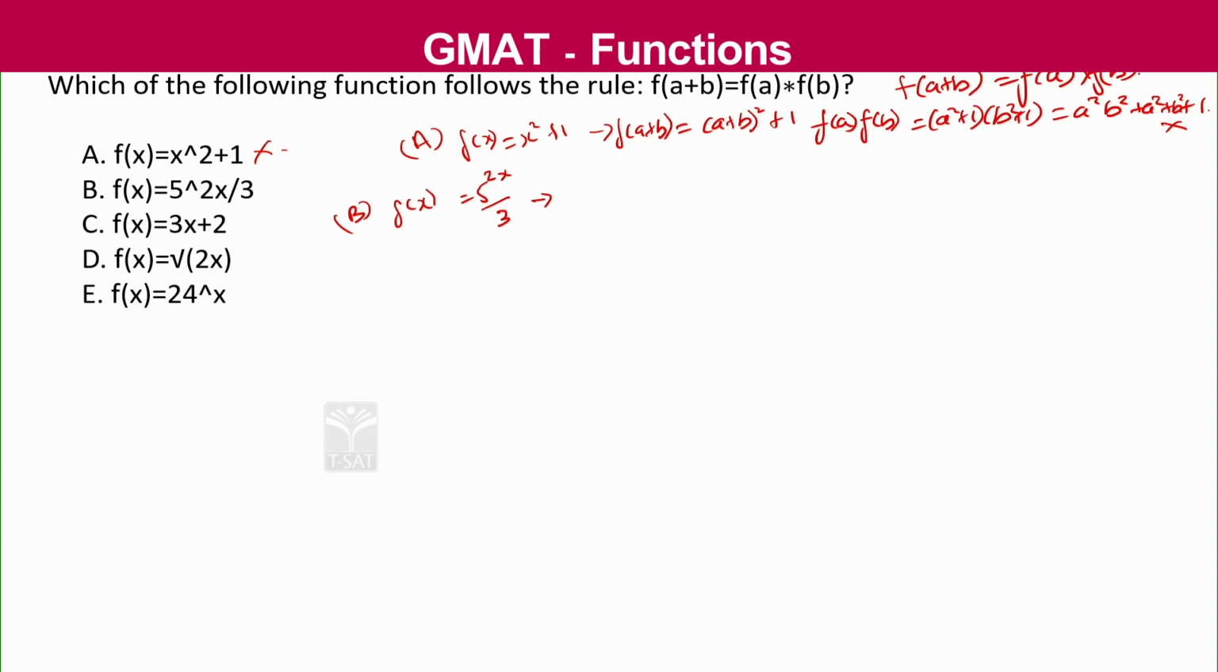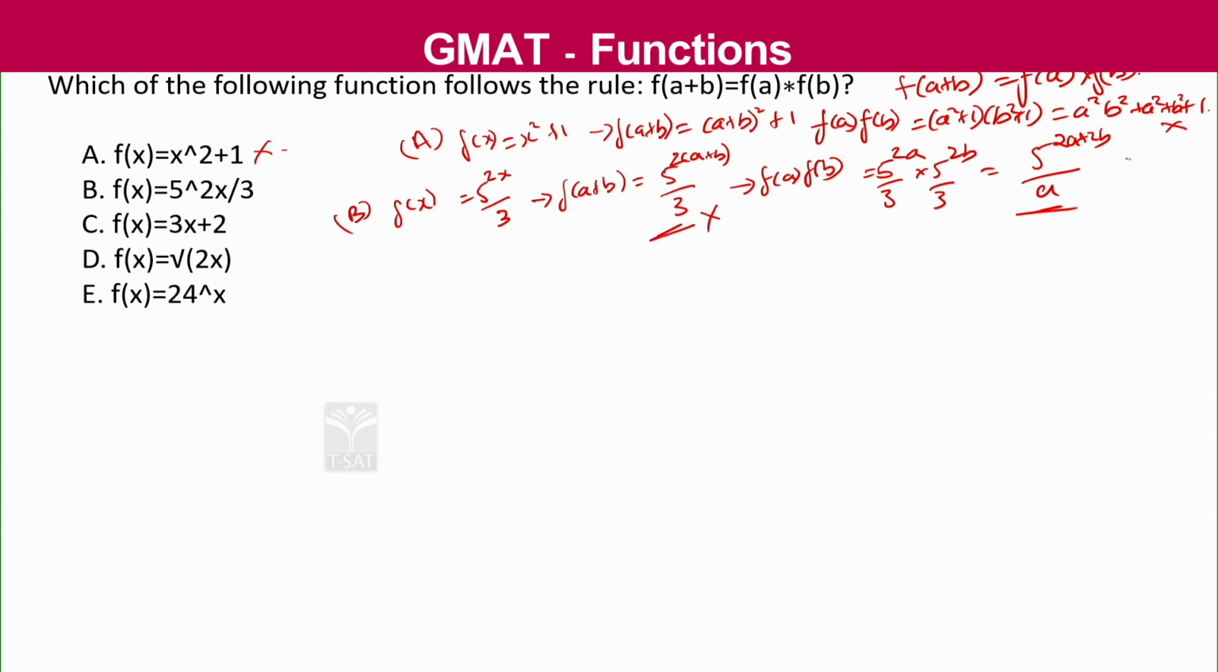And for option B, f of x is equal to 5 to the power of 2x by 3. So, f of a plus b is equal to 5 to the power of 2 times a plus b divided by 3. Whereas f of a into f of b will be equal to 5 to the power of 2a divided by 3 into 5 to the power of 2b divided by 3, which is equal to 5 to the power of 2a plus 2b divided by 9. Again, this doesn't match with f of a plus b, so you can cancel out option B.